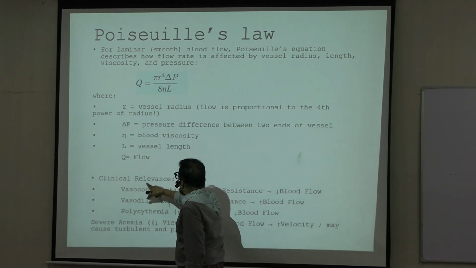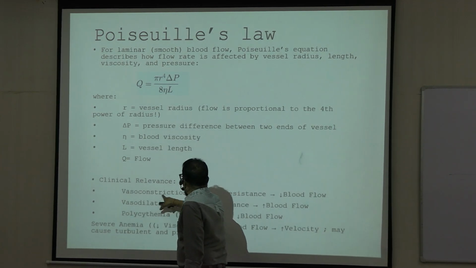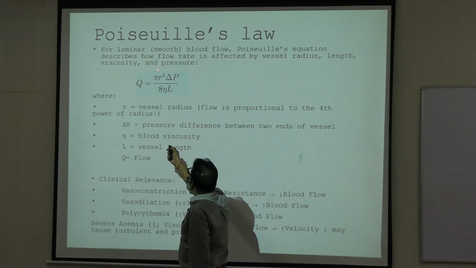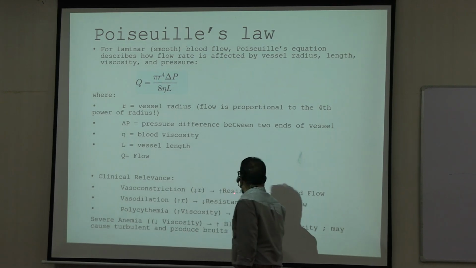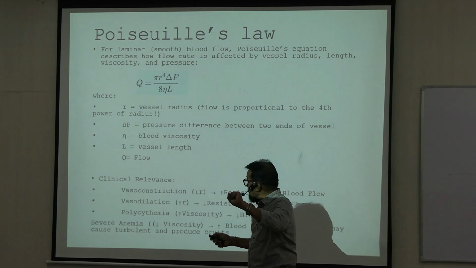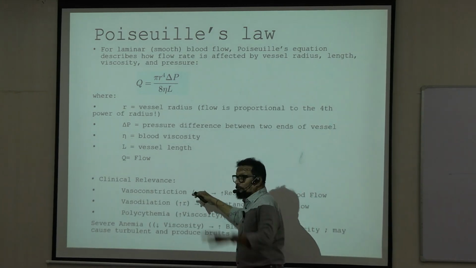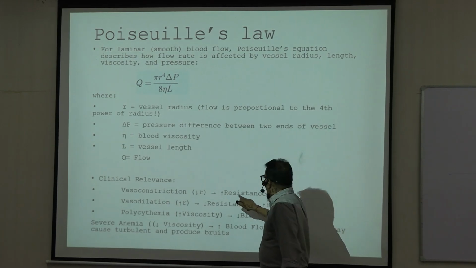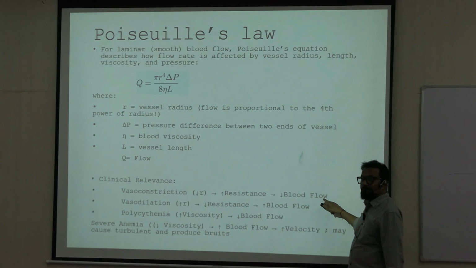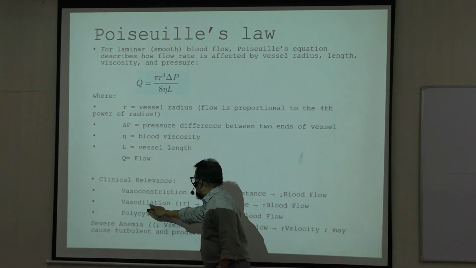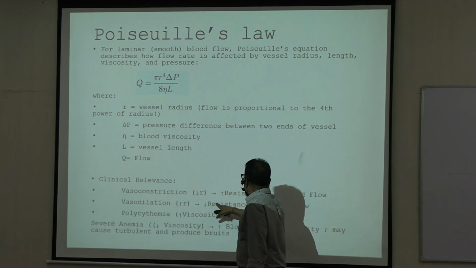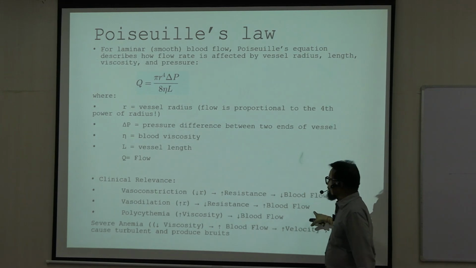So from this, what is the clinical relevance? If there is vasoconstriction, r is lowered, r becomes less. Then resistance will be more, and this increased resistance will reduce the blood flow. Vasodilatation: the diameter is increased, so resistance is less and there will be increased flow.